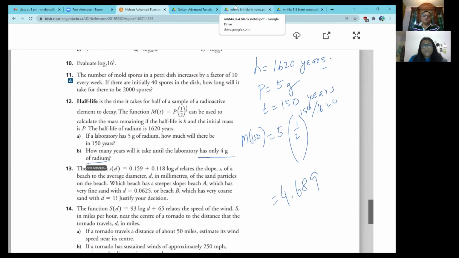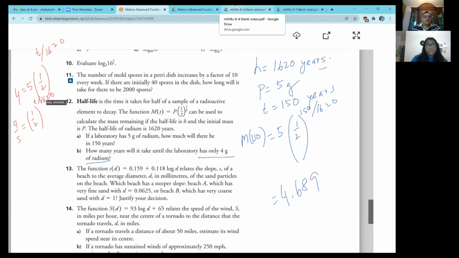Now, second, how many years will it take until the lab has only 4 grams? How will you do that part? Part B, 4 grams is left. That means m of t is given to you as 4, right? So we get 4 equals 5 within brackets half to the power of t divided by 1620. Now, how will you find t? So we'll first divide by 5. So we get 4 over 5 equals half to the power of t divided by 1620, correct?